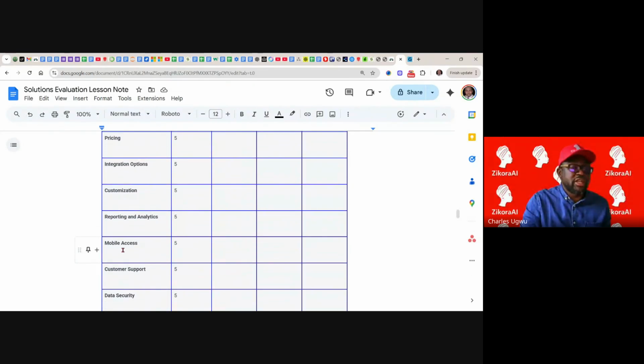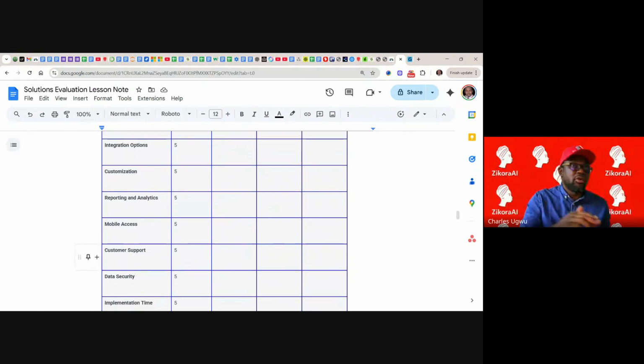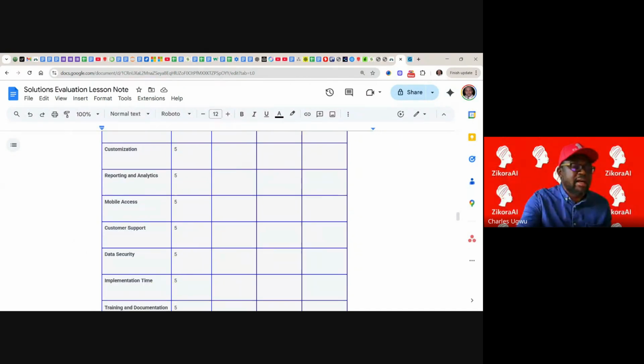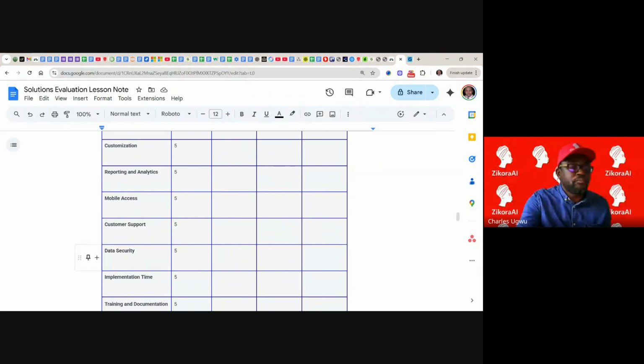Which one has mobile access, if we have a lot of field workers that are always in the field and need to be accessing the system? You see so many companies have field workers, marketers on the move, sales agents, this and that. They're on the move and they need to access the system, so at times we need one that is mobile friendly so that they can access it on the go.